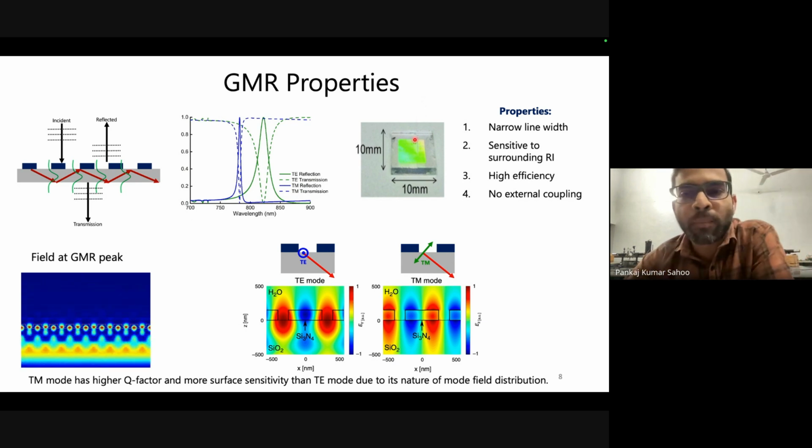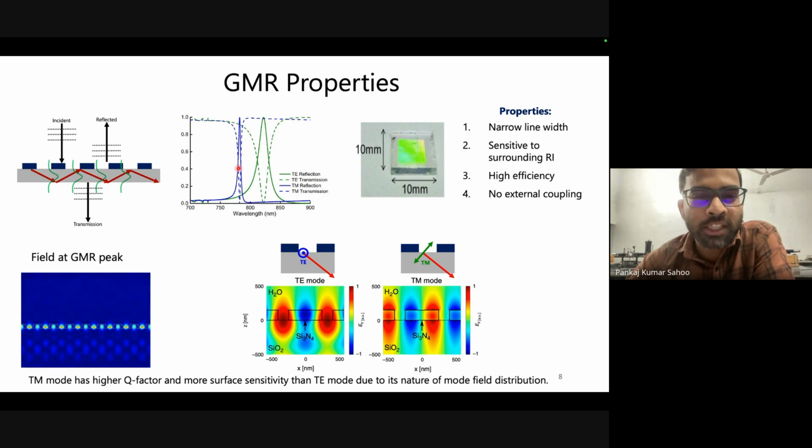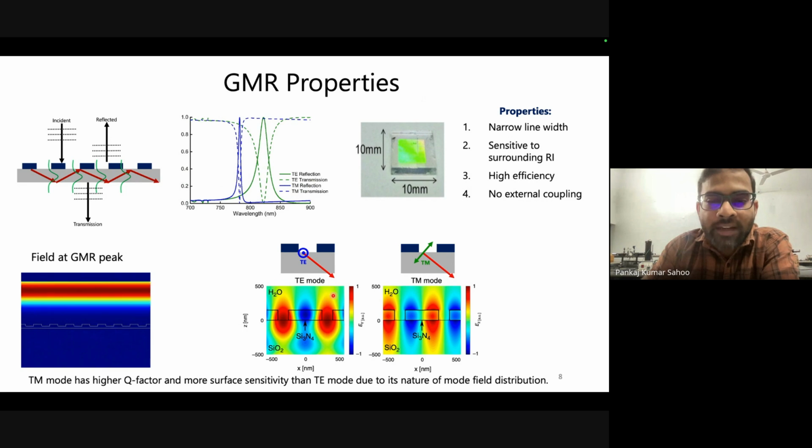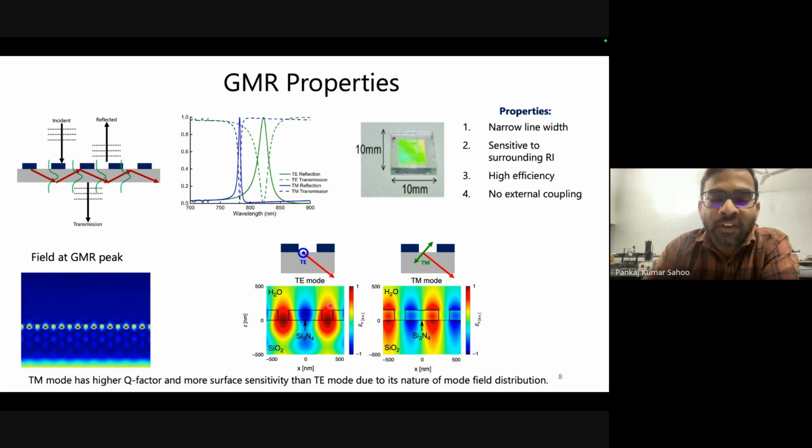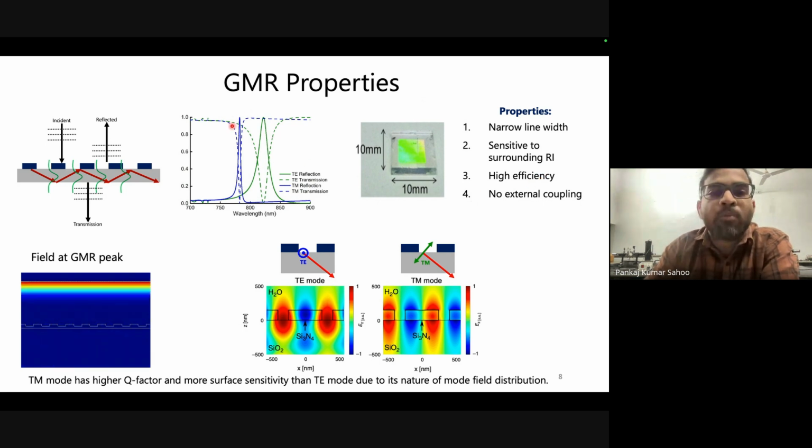So what are the properties of this reflection peak? It's very narrow. You see, the peak is very narrow, roughly in the range of 1 to 3 nanometer. If you see here the mode profile of the electric field as it propagates along this grating, some portion of this electric field is outside the grating. So whatever is added onto this surface will be touching the electric field. That means the electric field is very sensitive to the outside medium. That's why it can be used as a sensor. It's also very high efficiency, meaning the peak reflection is almost 100%.